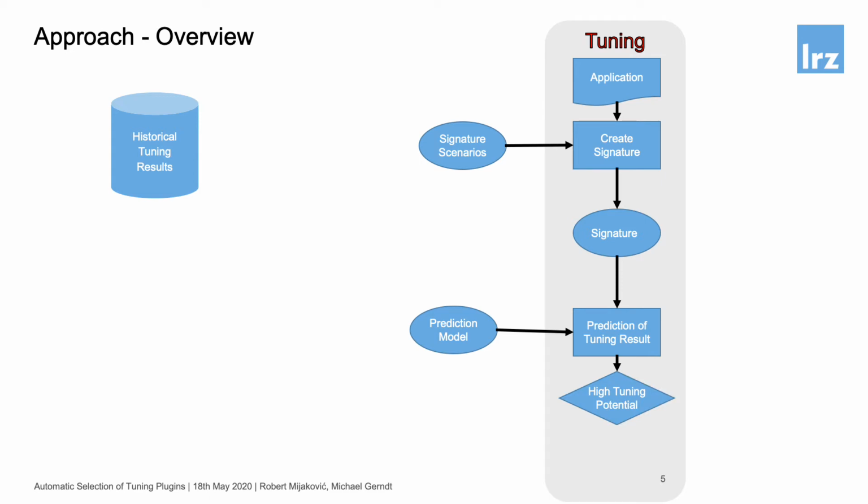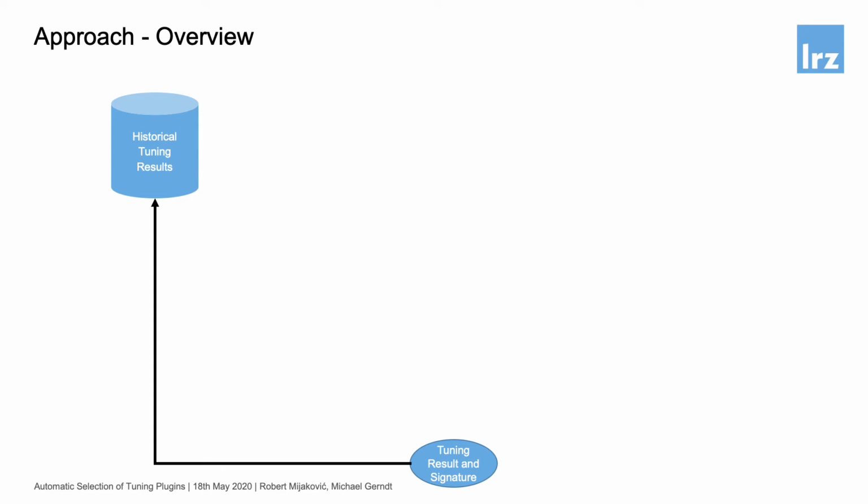The other mode of operation, so-called classification-based, predicts whether each plugin has sufficient potential and applies tuning plugins with potential above the user's specified minimal improvement, or simply tuning plugins that are classified to have sufficient potential. Once the tuning plugins are applied, the tuning results and signature are stored in the historical tuning results database and used to improve future tuning efforts.